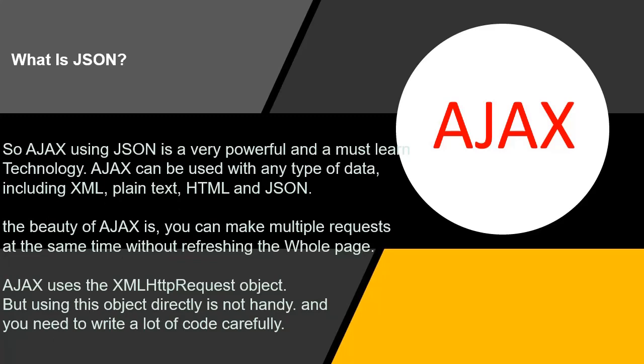AJAX can be used with any type of data including XML, plain text, HTML and JSON. The beauty of AJAX is you can make multiple requests at the same time without refreshing the whole page. Internally, AJAX uses the XML HTTP request object of JavaScript, but using this object is not handy and you need to write a lot of code carefully.